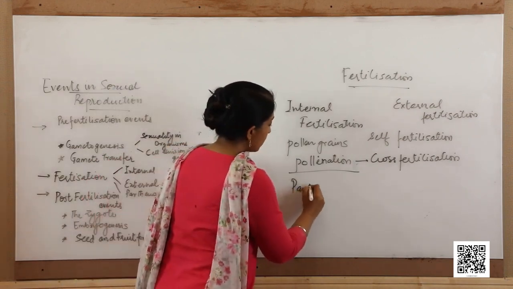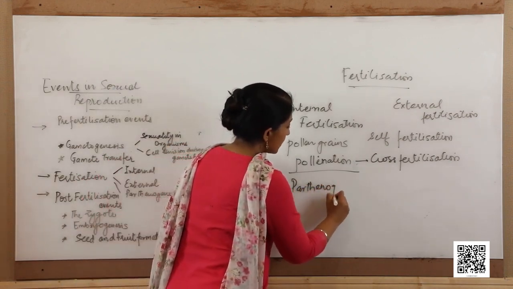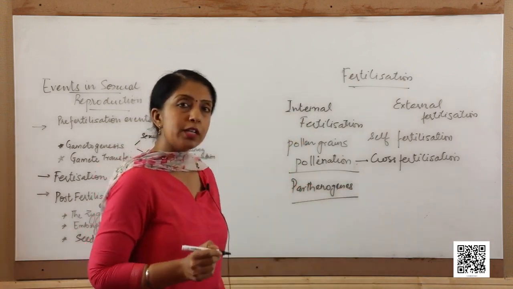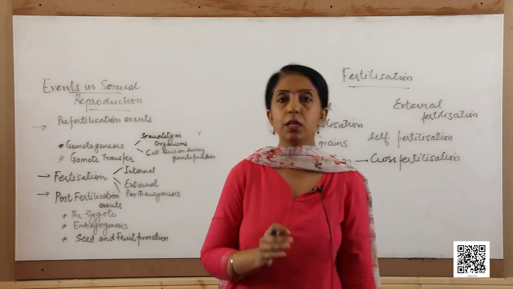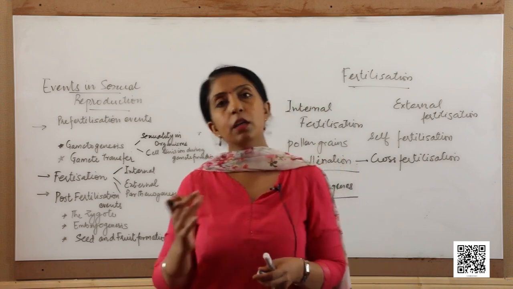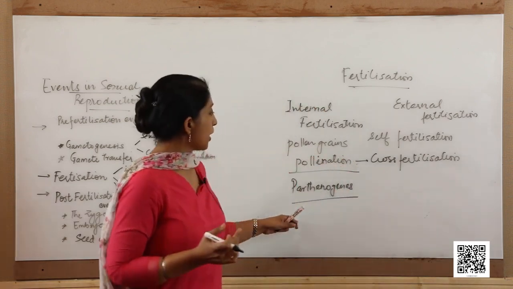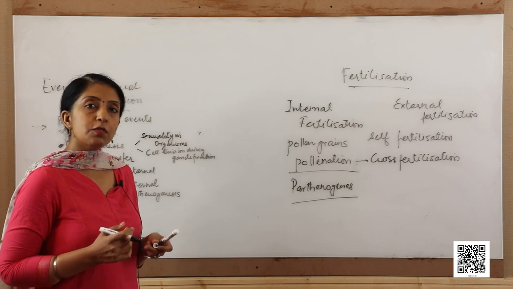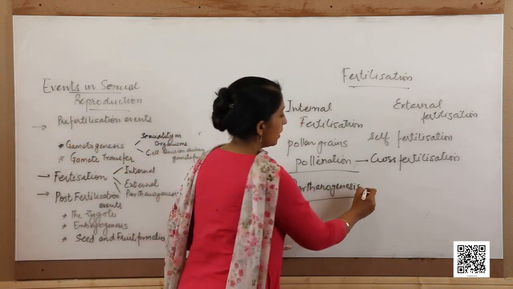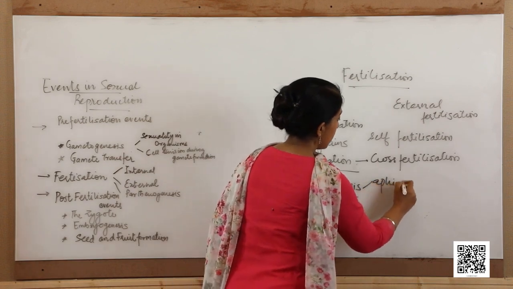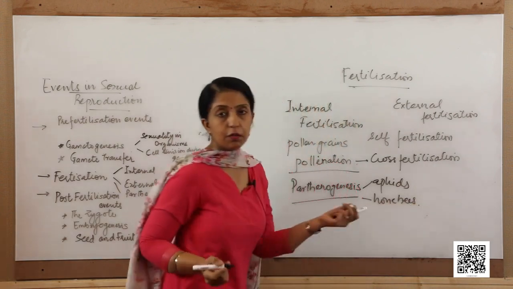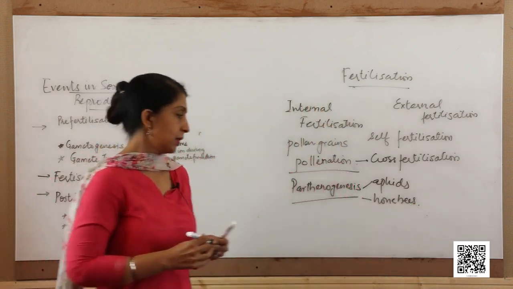Now, what is parthenogenesis? Parthenogenesis is uniparental sexual reproduction in which any one of its gametes, most of the times the female gamete, forms a new individual. Now, this kind of reproduction, parthenogenesis, is found in aphids, honeybee, and so on. So, these are a few examples of parthenogenesis.